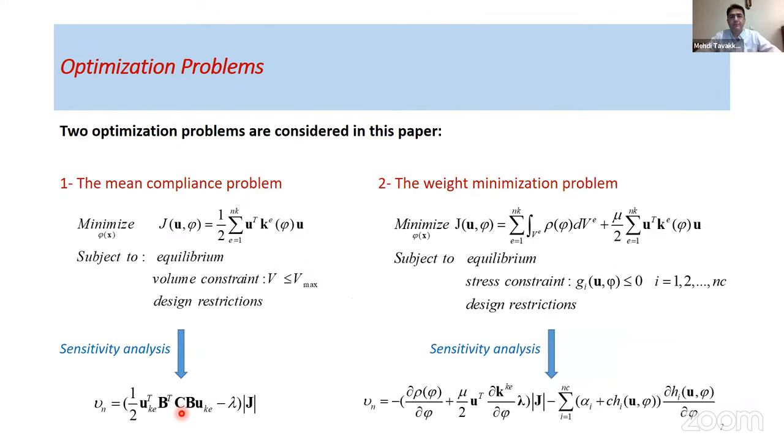Two optimization problems are considered in order to illustrate the performance of the method. The first is to minimize the strain energy when a certain amount of material is considered, and the second is weight minimization under local stress constraint.